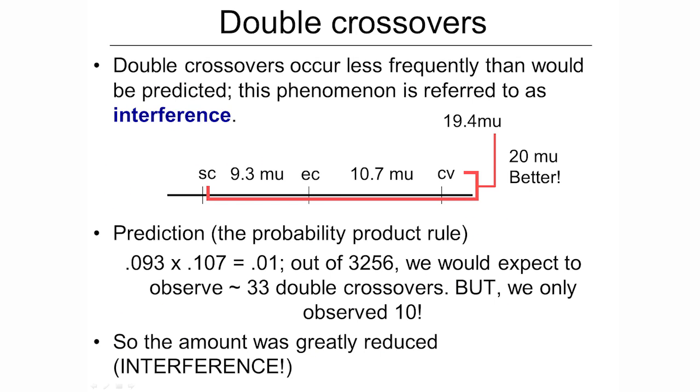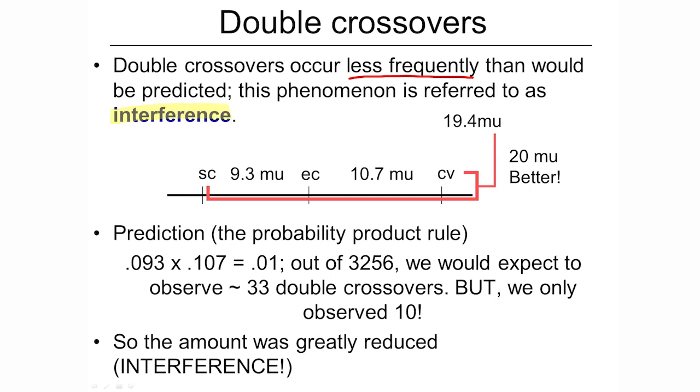One other phenomenon. We're almost done. I know this is a lot to digest. One more phenomenon, though, that's really related to this, you have to talk about it in here, is that double crossovers, it turns out, occur, in fact, less frequently than would be predicted. And this phenomenon is known as interference.